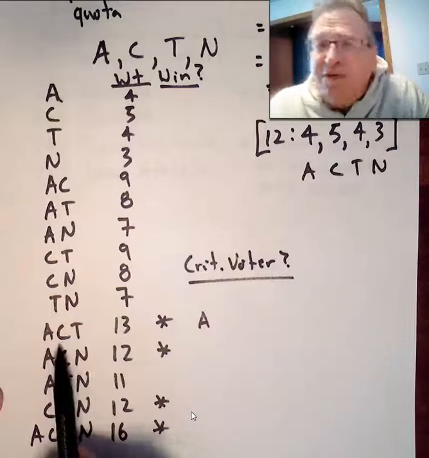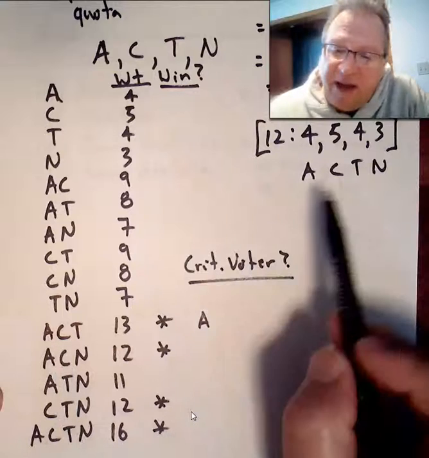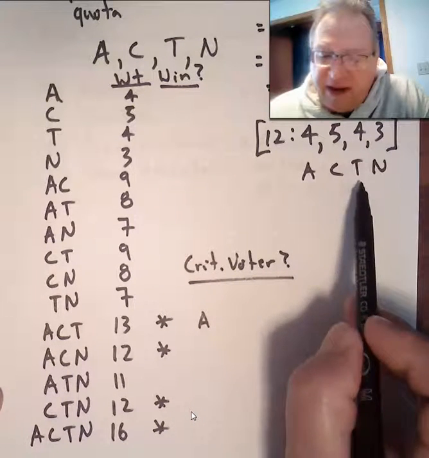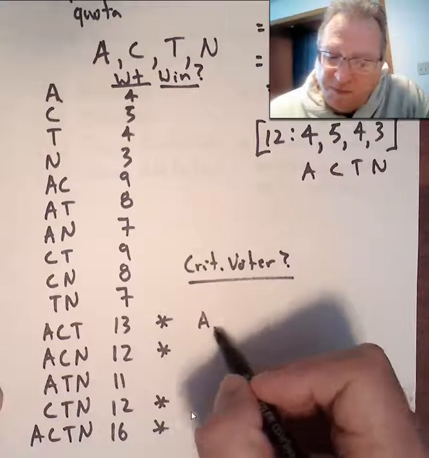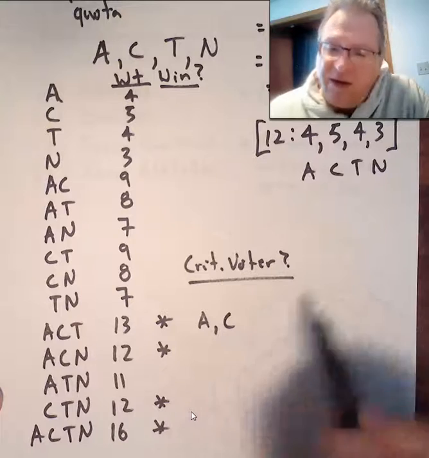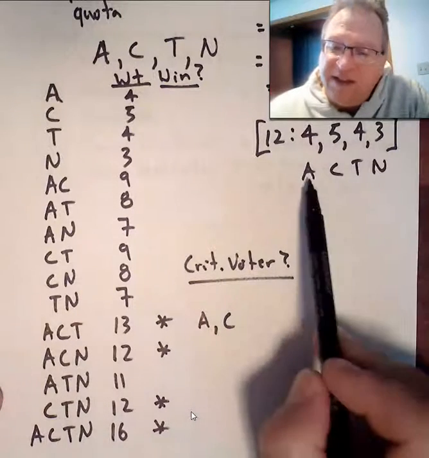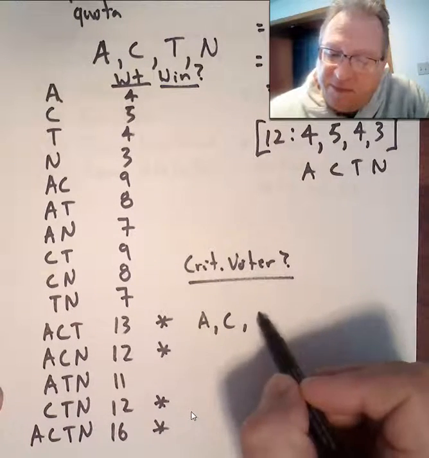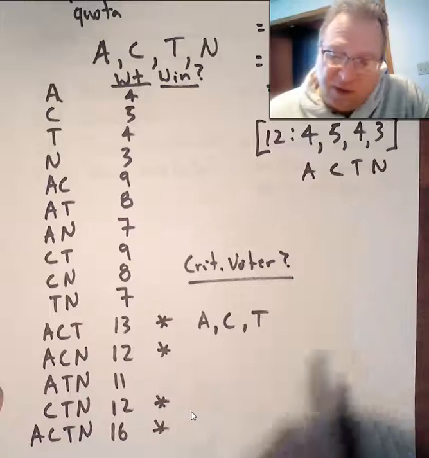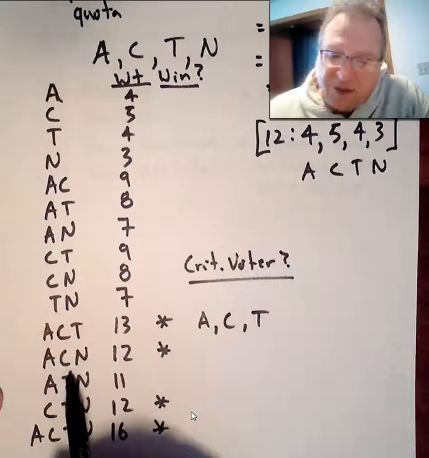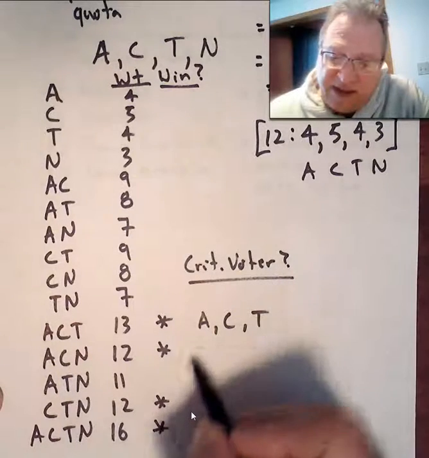How about if we pull C out of that group? Does AT pass? AT would make 8 votes. No. So C is also a critical voter. How about T? Can AC pass by themselves? No, they can't. All 3 of those voters are critical voters. Let's look at the next group. I think we're going to find the exact same thing with this group.